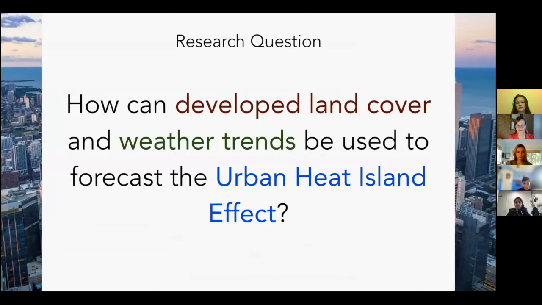Our research question was about how developed land cover and weather trends can be used to forecast the urban heat island effect. Timely, accurate predictions of future conditions can prepare scientists and communities to take greener initiatives and to adapt their lifestyle to preserve the earth. We attempted to answer this question in a couple of different ways.